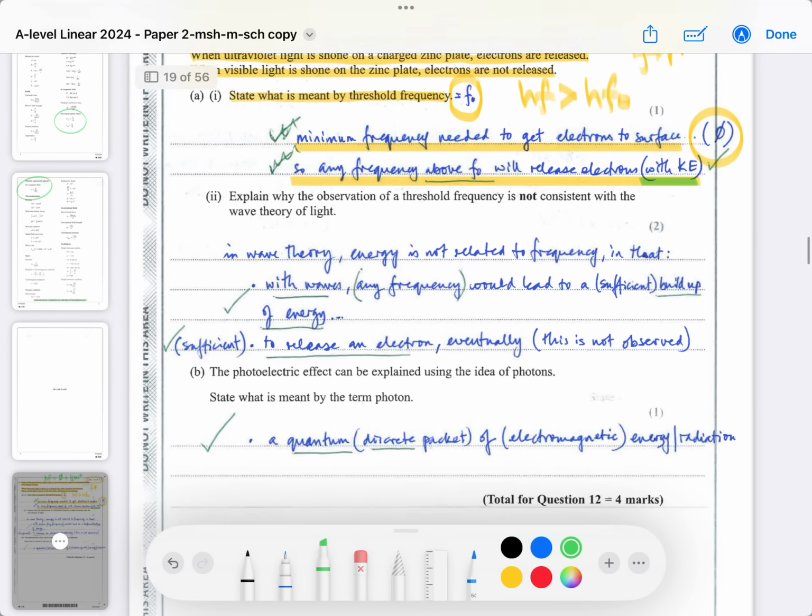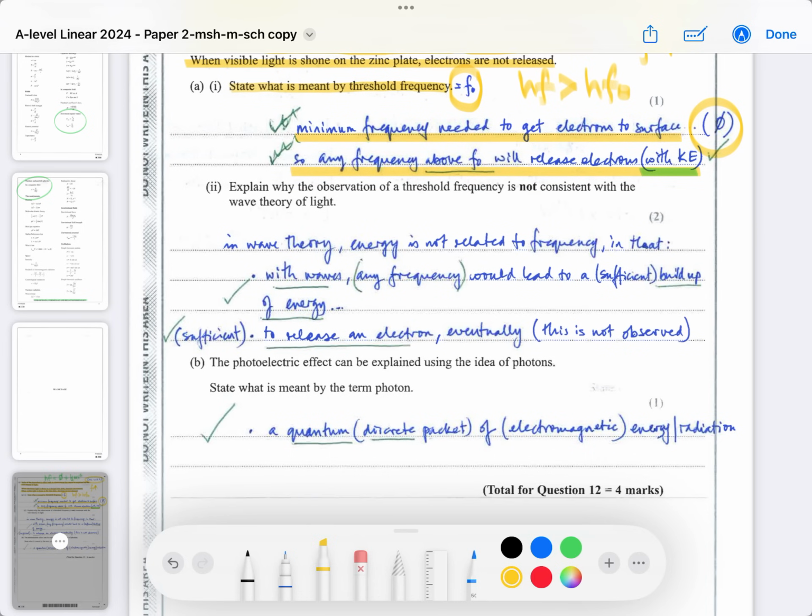All right, so that's a crucial definition that you need to be aware of. Explain why the observation of a threshold frequency is not consistent with the wave theory of light. In other words, why can't wave theory explain this threshold frequency? Because in wave theory, energy is not related to frequency. And I'm expanding on this.